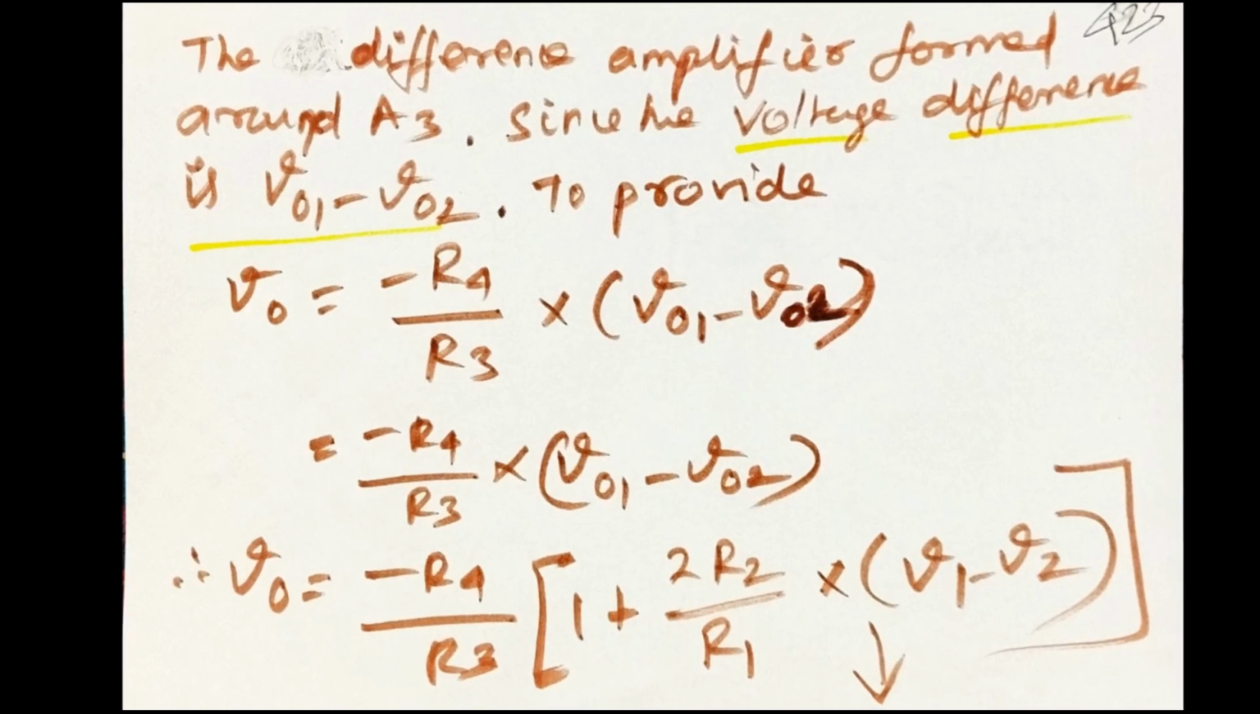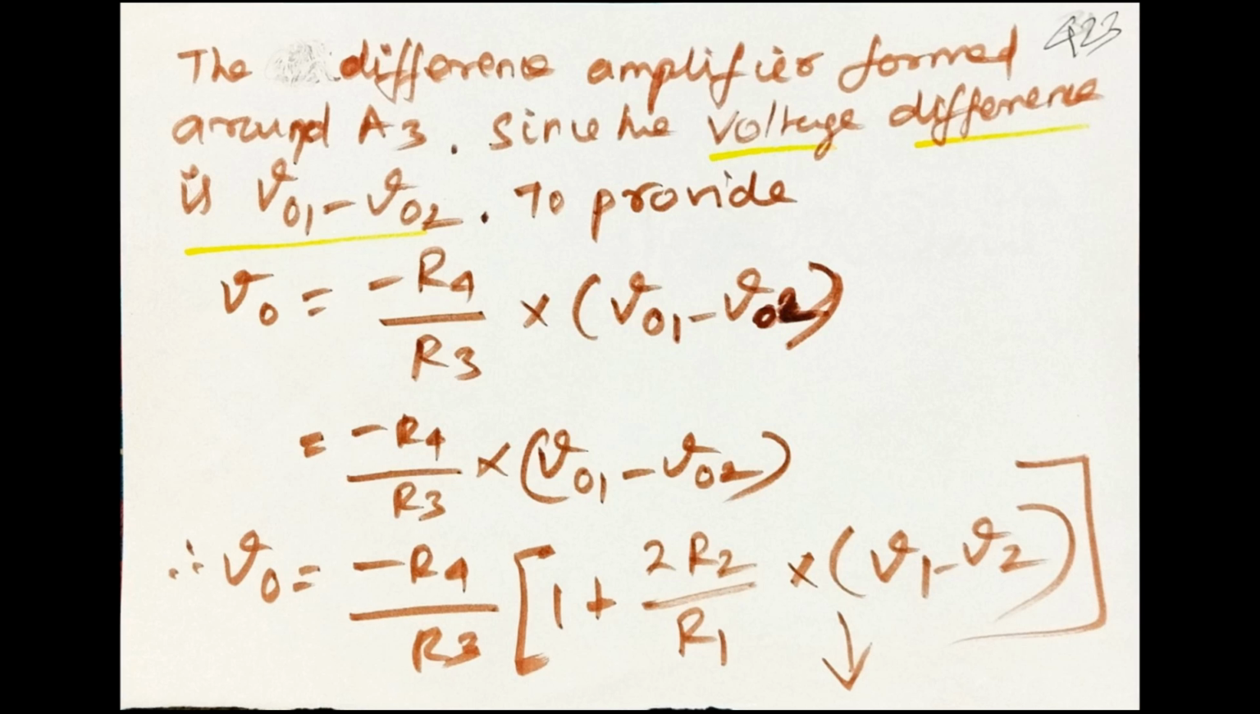The difference amplifier is formed around A3, since the voltage difference is V01 minus V02. To provide output voltage V0 is equal to minus R4 divided by R3 times (V01 minus V02). V01 is the first amplifier output voltage, V02 the second amplifier output voltage. R4 and R3 are resistances. V0 is equal to minus R4 divided by R3 times (1 plus 2R2 divided by R1) times (V1 minus V2).